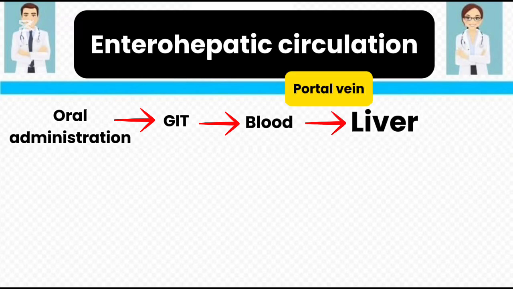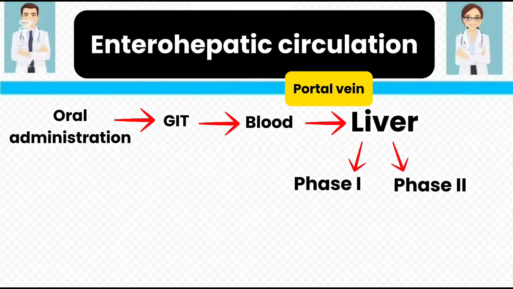Then it is transported through the portal vein to the liver. In the liver, the drug undergoes metabolism. There is a two-step process: phase 1 metabolism and phase 2 metabolism. In phase 1 metabolism, there is simple modification, and in phase 2 metabolism, there is conjugation. In phase 2, drugs are conjugated, making them more water soluble, so they can be easily excreted.